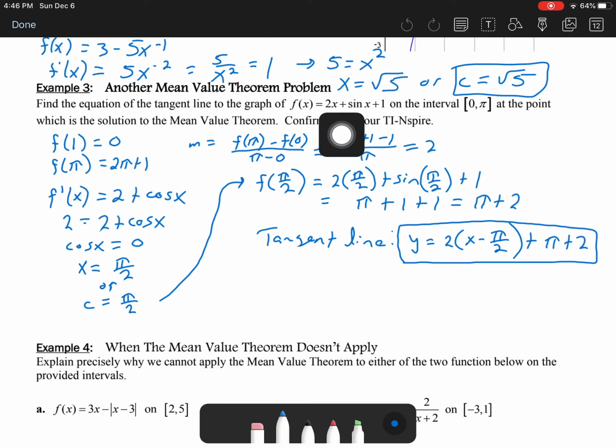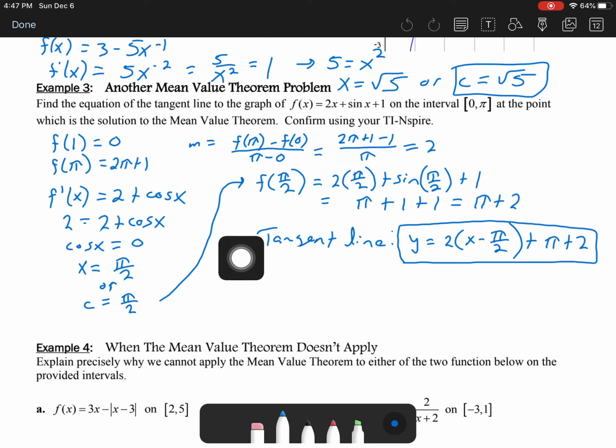Now, it says, find the equation of the tangent line to the graph of our given function here, in our interval from 0 to pi, at the point which is the solution to the mean value theorem. So we are using the mean value theorem here. What we want to do, remember, is plug these endpoints into our function, and then find the slope of the line segment that connects those endpoints, like our average slope. Then we're going to do our derivative and set that equal to that slope so that we can find where the instantaneous rate of change matches that average rate of change.